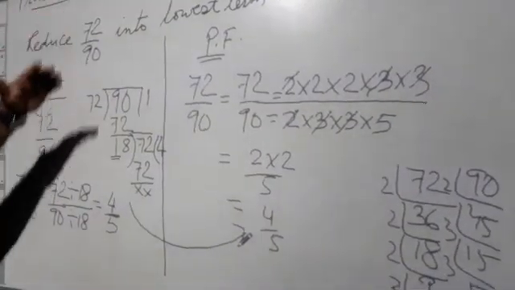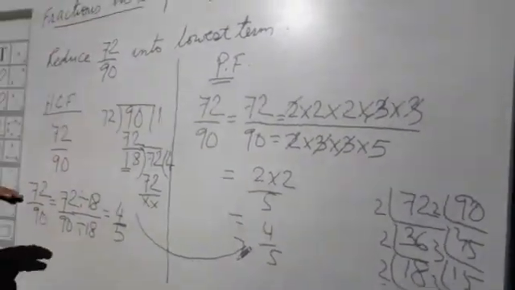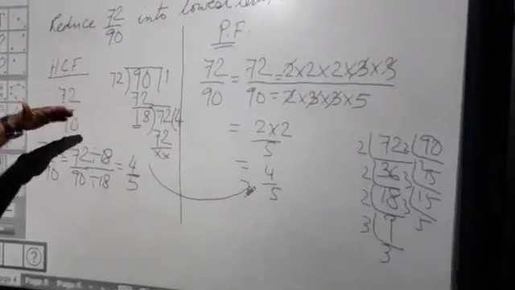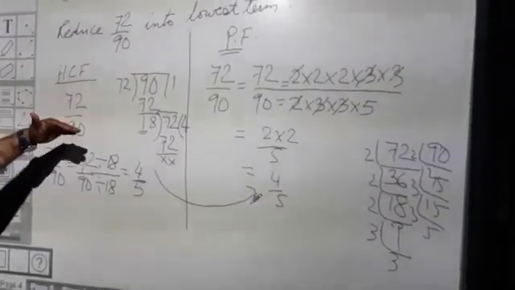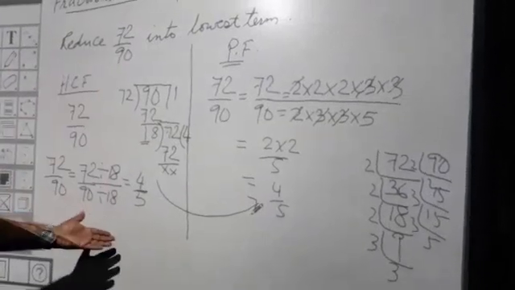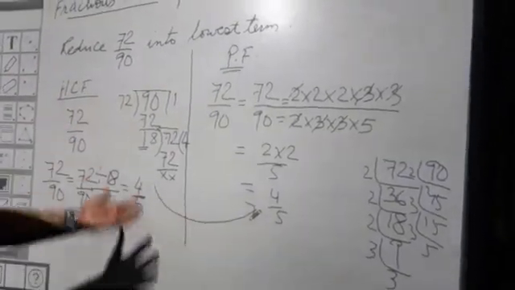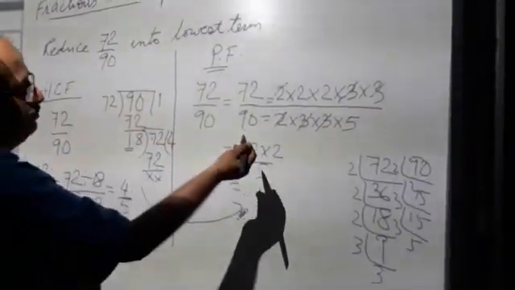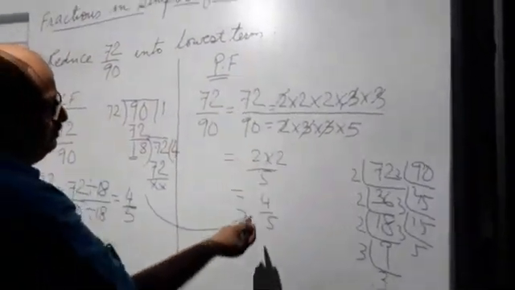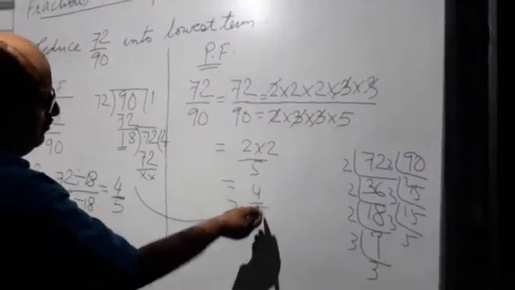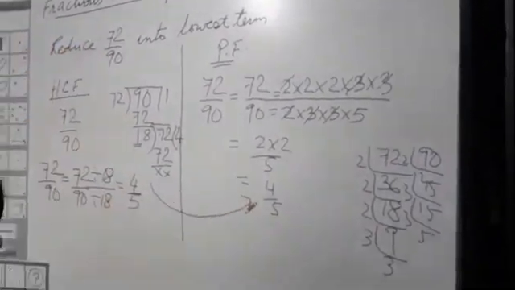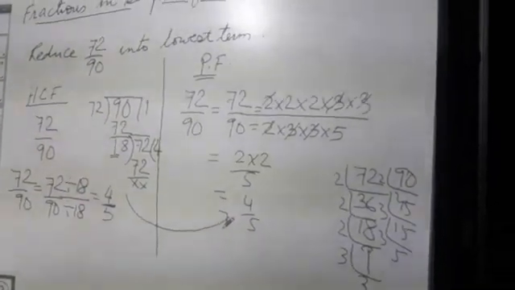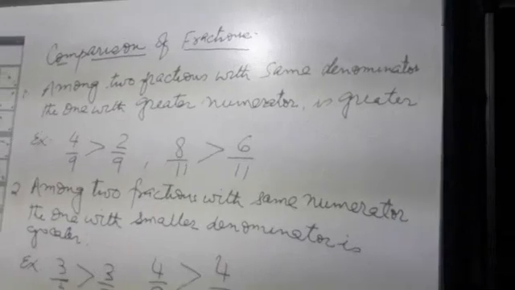So to reduce a fraction to the lowest term, we first find the HCF of the two given numbers and divide the numerator and the denominator by the HCF, and we get the fraction in the lowest term. Secondly, by finding the prime factors of the numbers and using the cancellation method, what is left over we write as 4 by 5. So both ways you see that it is coming 4 by 5. This is the way to reduce the fraction to the lowest term.